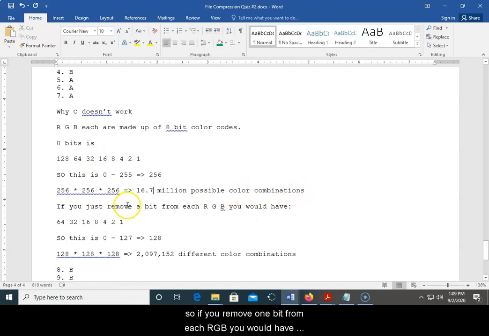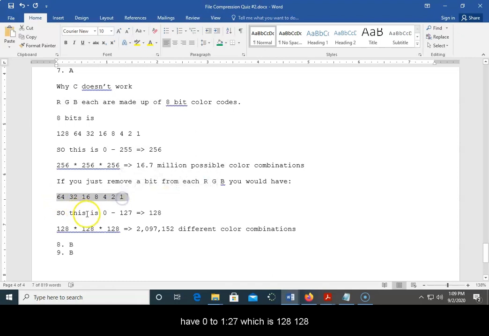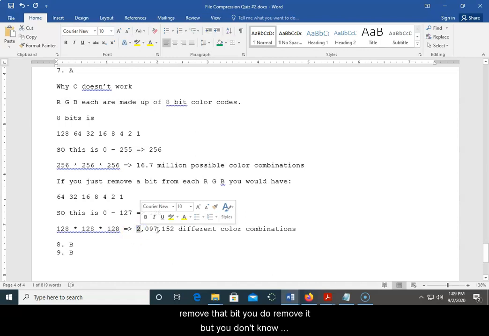So if you remove 1 bit from each RGB, okay, so again, I remove the 128 bit. So I've got 1, 2, 4, 8, 16, 32, 64. If you added all those together, you would have 0 to 127, which is 128. 128 times 128 times 128, you only have 2,097,152 different color combinations. So if you just remove that bit, you do remove it, but you don't know the original bit what it was equal to. And so that's a lossy type compression, okay?